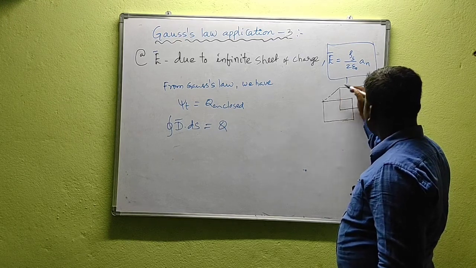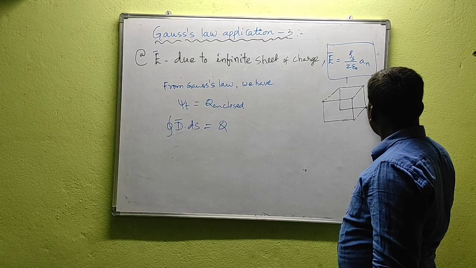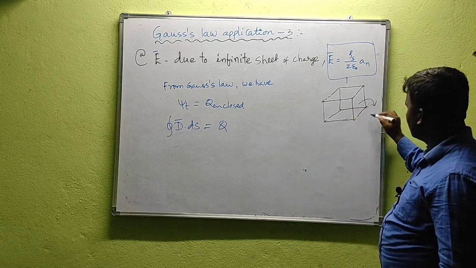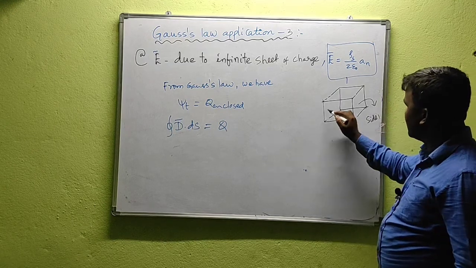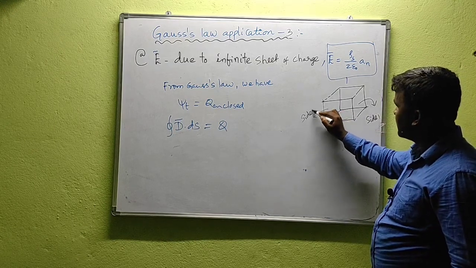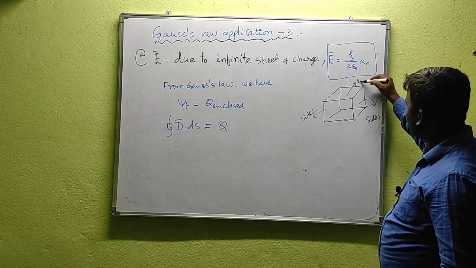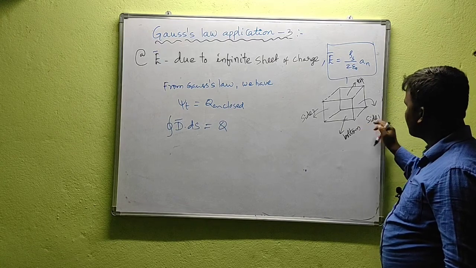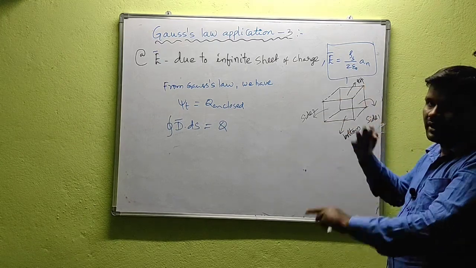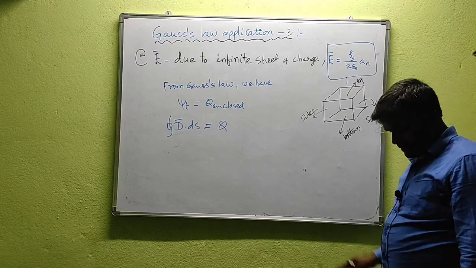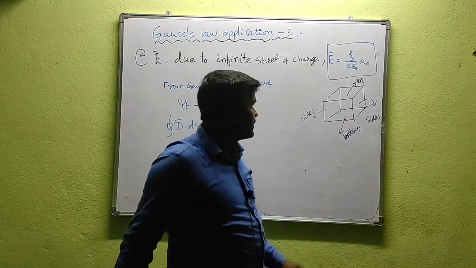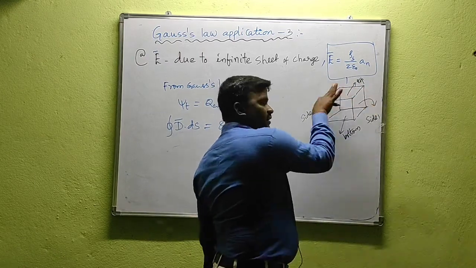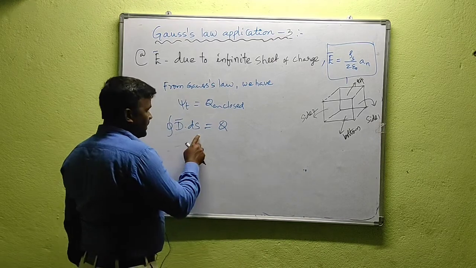So here we have side surfaces. These are side 1 and this is also side 2, if it is placed along the z-axis. So it is top and it is bottom, and we have side surfaces, side 1, side 2, and we have front and back surfaces. So totally we have 6 faces: top, bottom, side 1, side 2, and front and back. Now integral D dot ds equals Q.